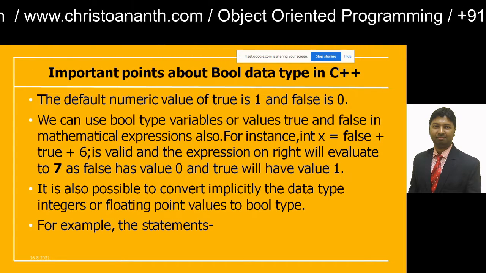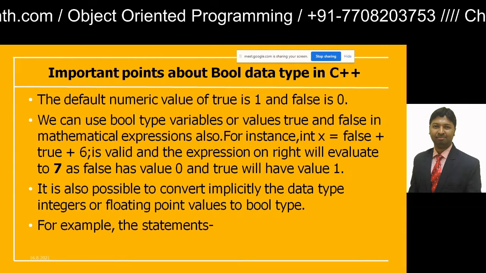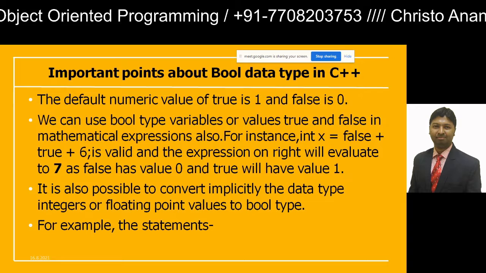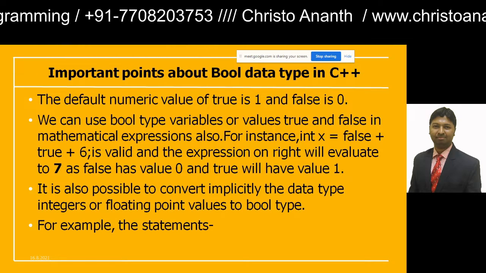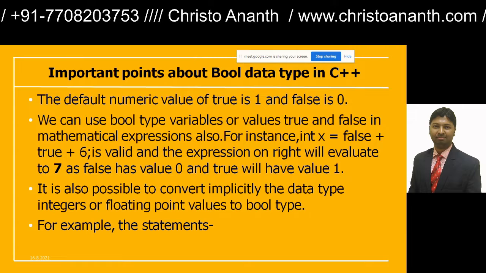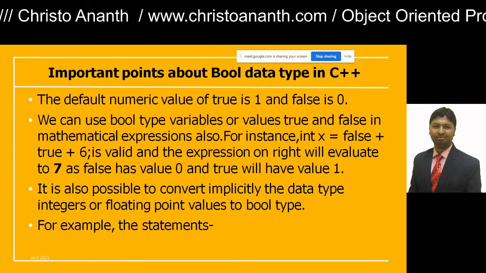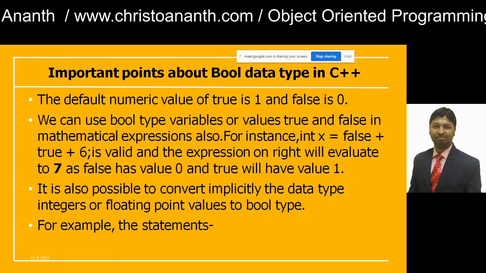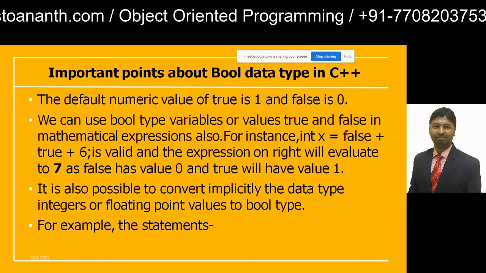Normally, you consider that the default numeric value of true is 1 and the default numeric value of false is 0. We can use Boolean type variables or values, for the true case or the false case, in mathematical expressions also. For example, int x is equal to false plus true plus 6. It is going to be valid and the expression on the right will evaluate to 7.